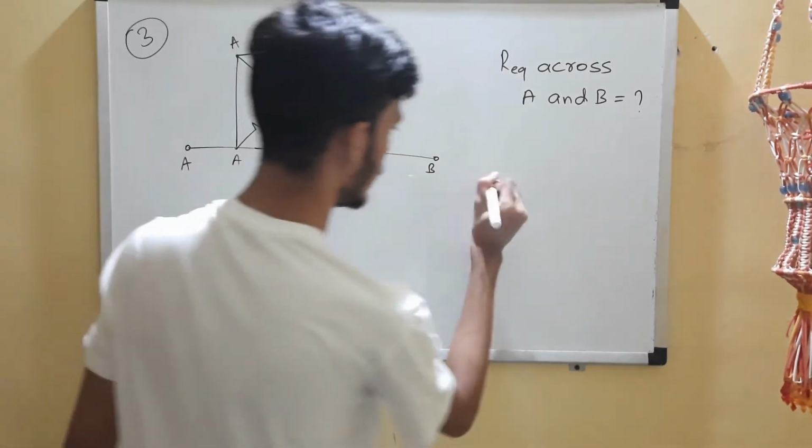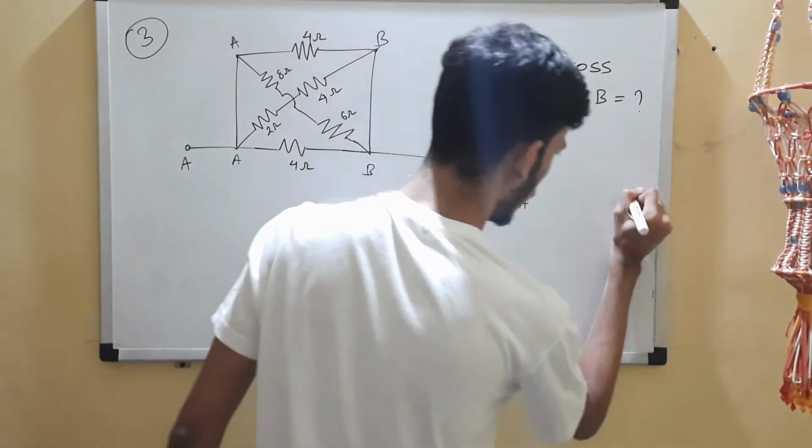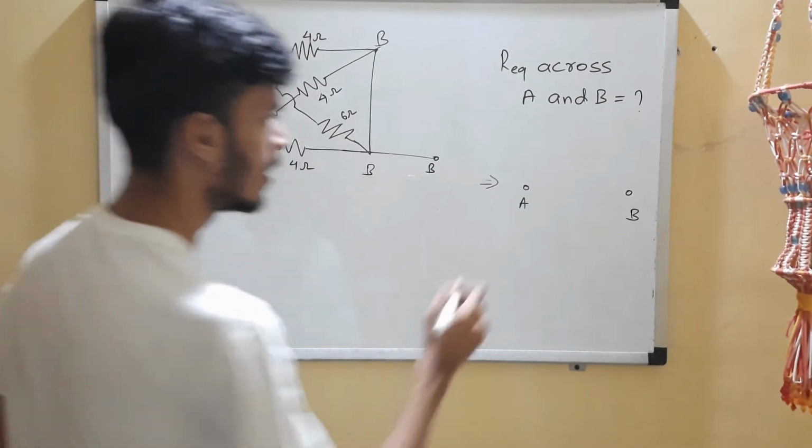So let's draw the simple circuit if it's not clear. We have A over here, we have B over here. No more points. And this resistor is between A and B.